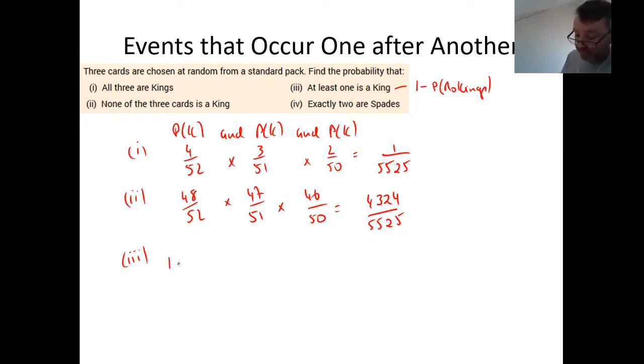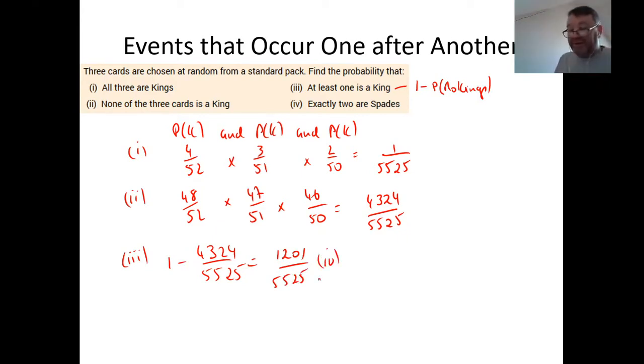So it's going to be 1 minus the probability of no kings, which we've just worked out a moment ago, was 4,324 over 5,525. So 1 minus the answer comes out as 1,201 over 5,525. And then the last part, part 4.